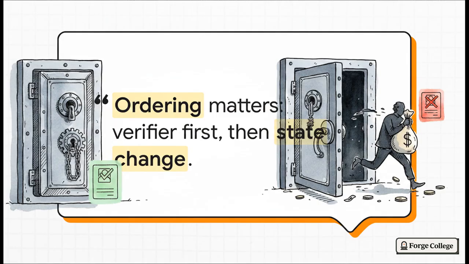Seriously, if you mess up this order, if you try to execute the state change first and the verifier second, you are essentially handing the keys to the vault to a stranger, letting them grab the cash, and only checking their ID as they're driving away. It defeats the entire purpose. Always, always put the verifier first.